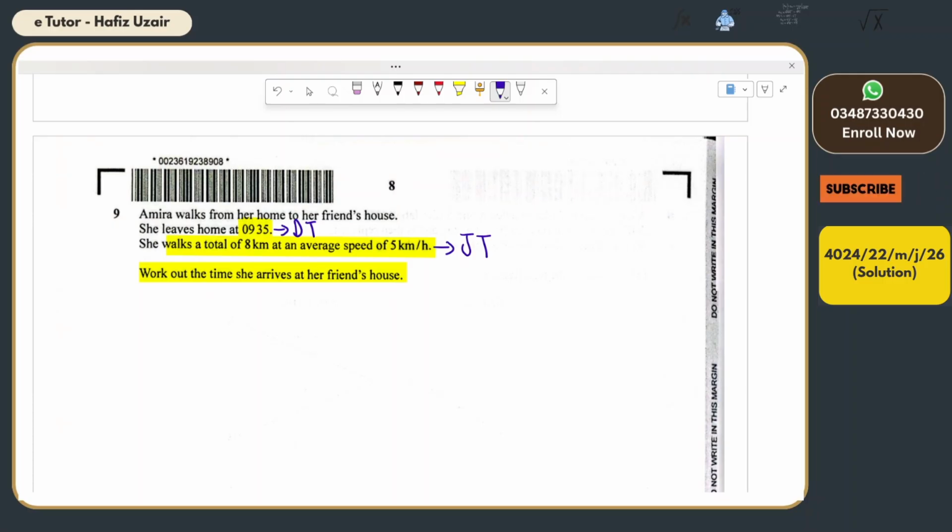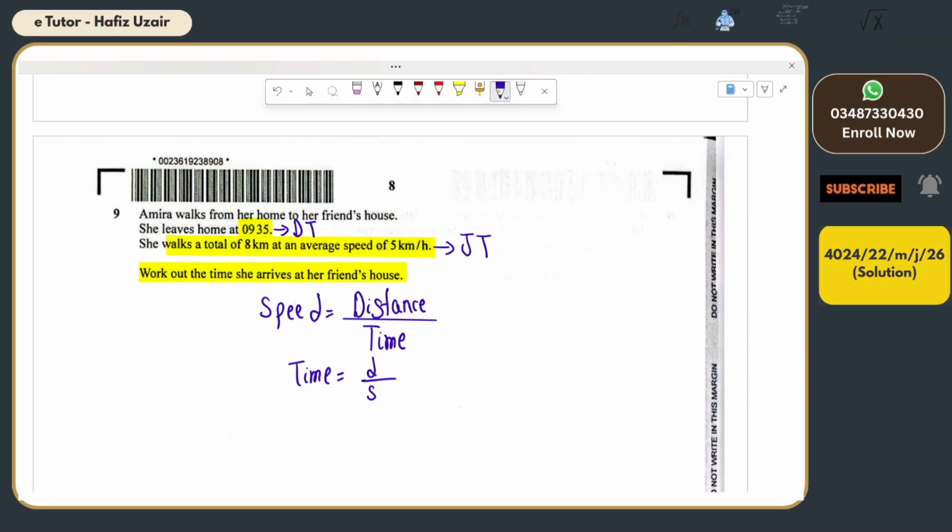Now she is covering an 8 kilometer distance at this speed. The formula for speed is distance over time, so speed equals distance over time, and now time will be equal to distance over speed. So we can write d over s.